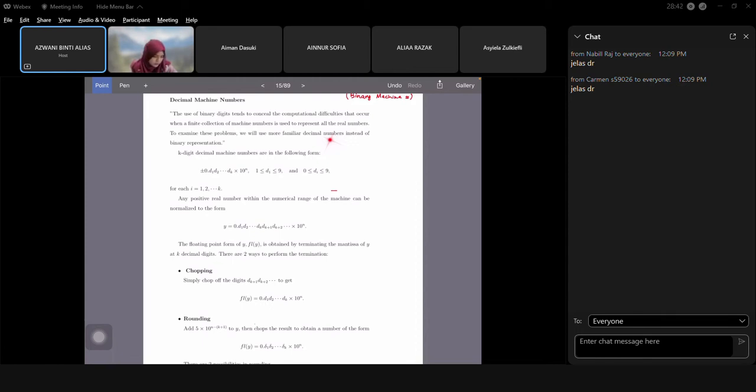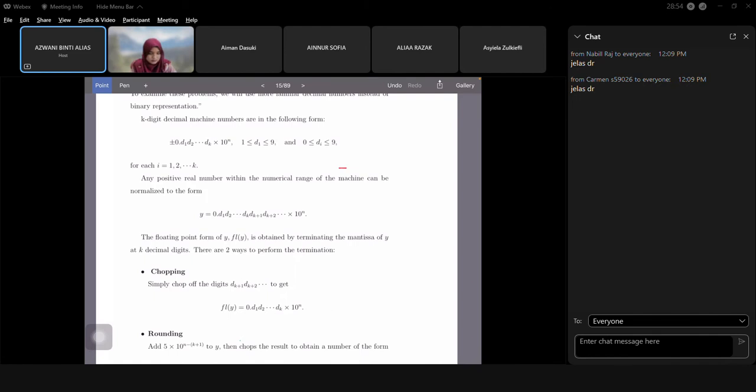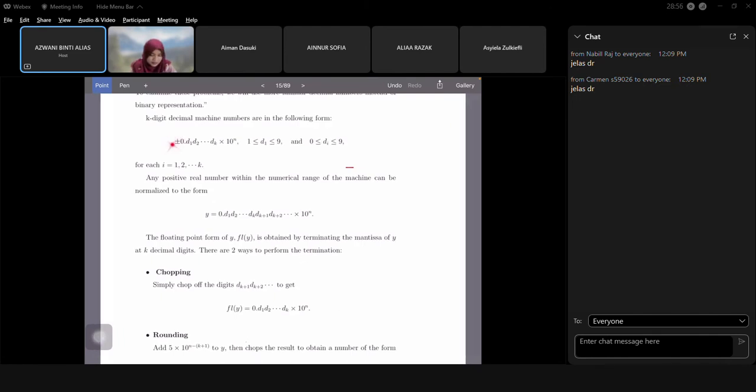Okay. So what is the k-digit decimal places ni? What is the k-digit decimal machine number? Okay. So kalau tengok kat sini, plus minus is the sign. Okay, semua nombor akan ada sama ada nombor tersebut adalah plus, positif or negatif. Lalu nampak kat sini 0 point D1, D2, dot up to Dk multiply by 10 to the power of n.